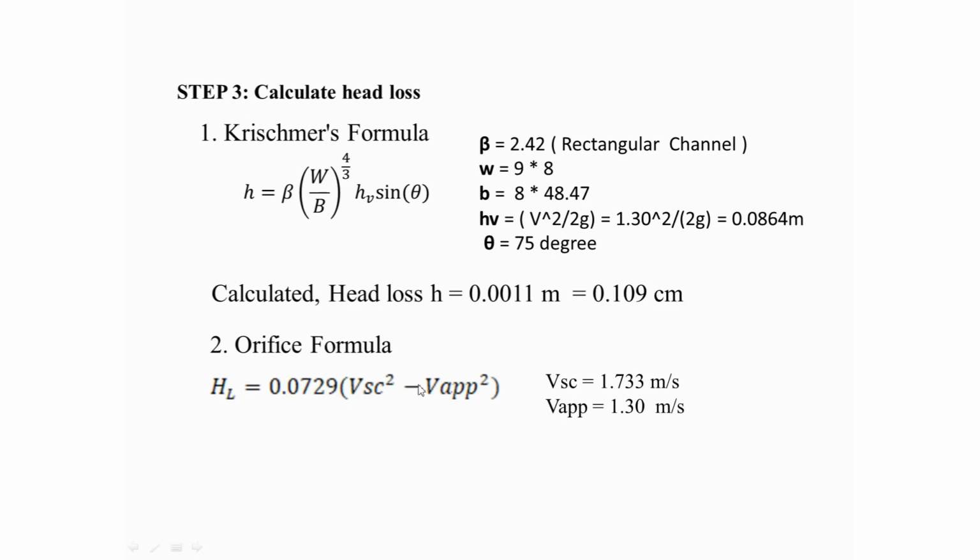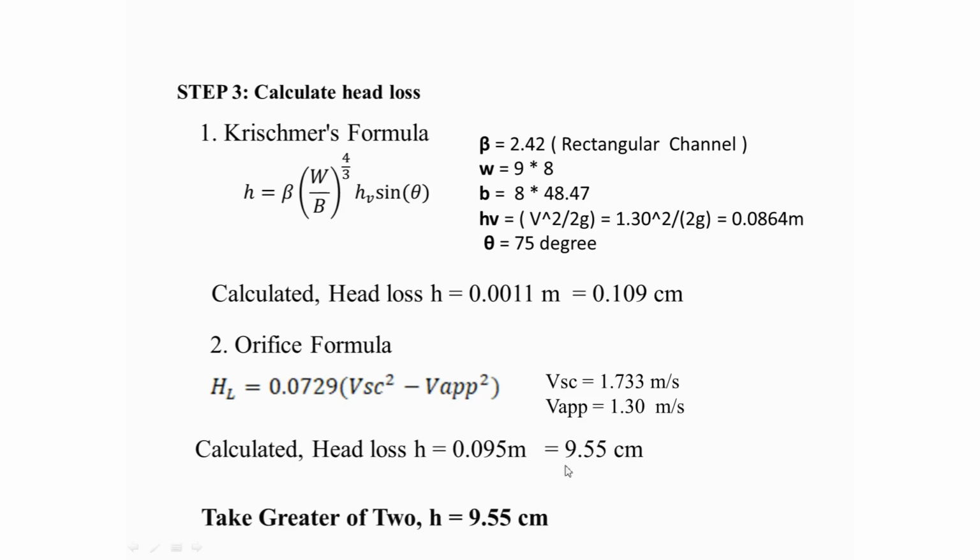Again, by using the orifice formula we calculate the head loss. The velocity in the screen, Vc, is calculated to be 1.733 meters per second, and Vapp is the approach velocity, which is calculated as 1.3 meters per second, which is Q by the area of the approach channel. By the orifice formula, the head loss came out to be 9.55 centimeters, and we take the greater of the two values, which is 9.55 centimeters.